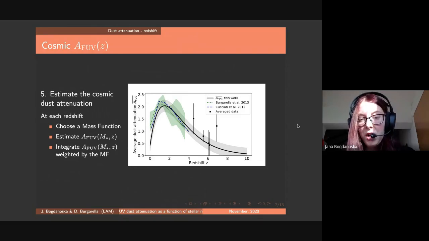I just want to mention here that the gray area is a little bit misleading, because in fact this is the errors of the parameters of the fitting. The uncertainties of the mass function are not shown here. So for example, at low redshift around 0, this would in fact have a larger uncertainty than is shown here.